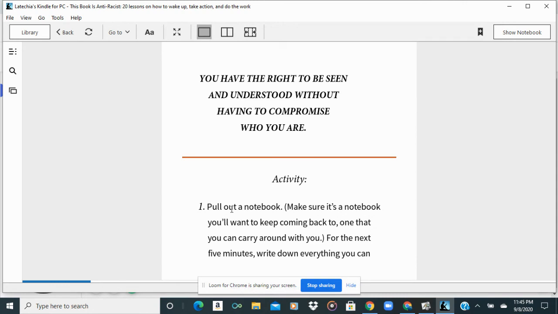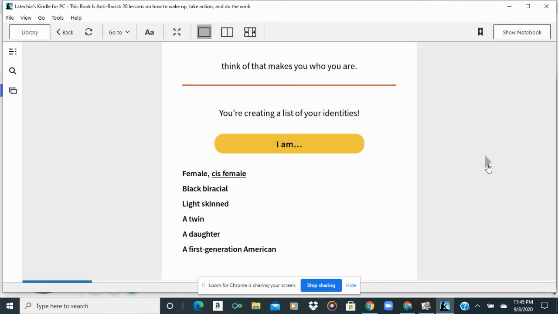So this is where you're going to do the activity that's in my MCPS classroom. You're going to pull out your reflection journal, and of course it's going to be something you're going to be coming back to. And for 5 minutes, write down everything you can think of that makes you who you are. So you're creating a list of identities, just a list. All the things that make you you.